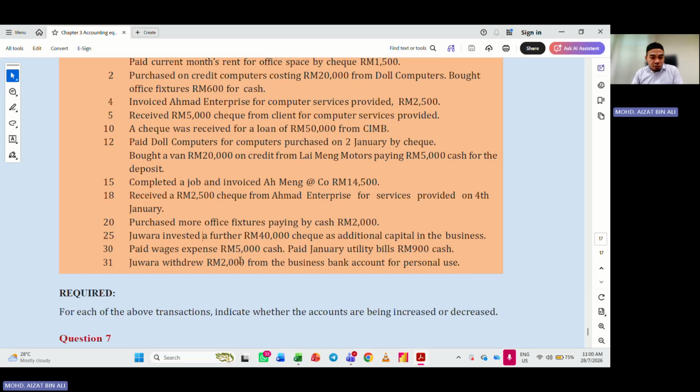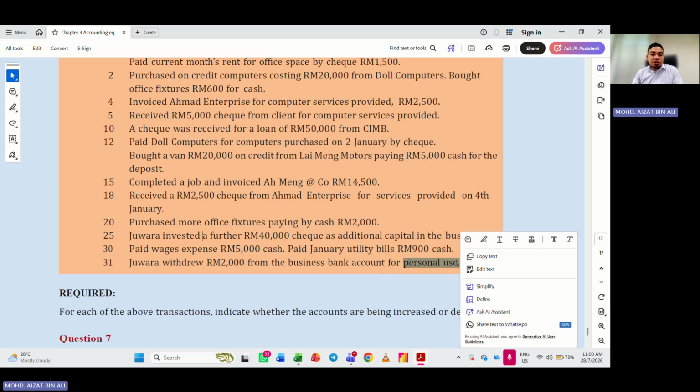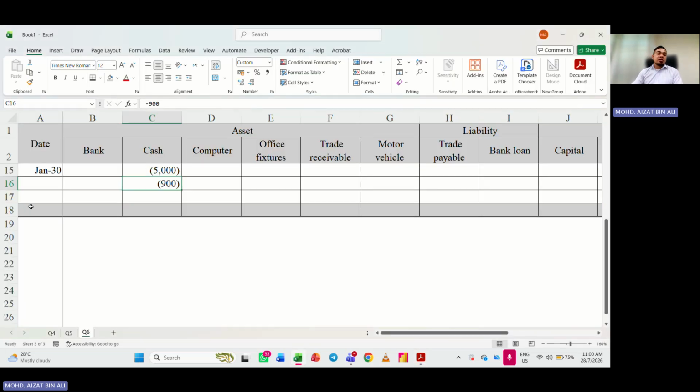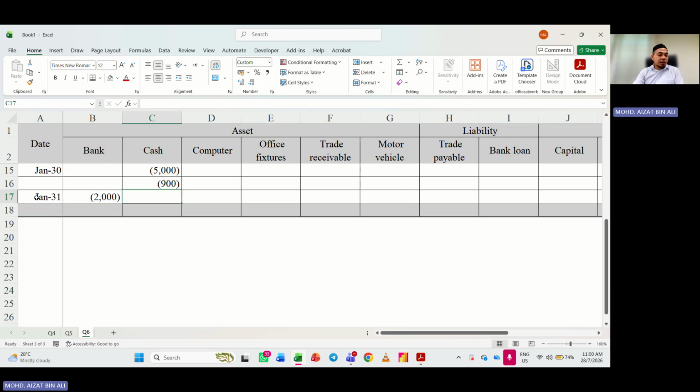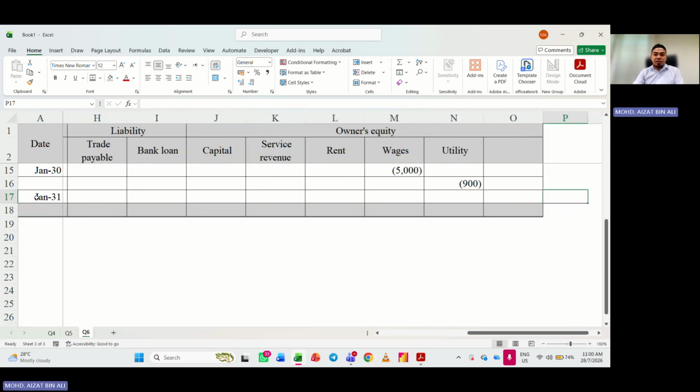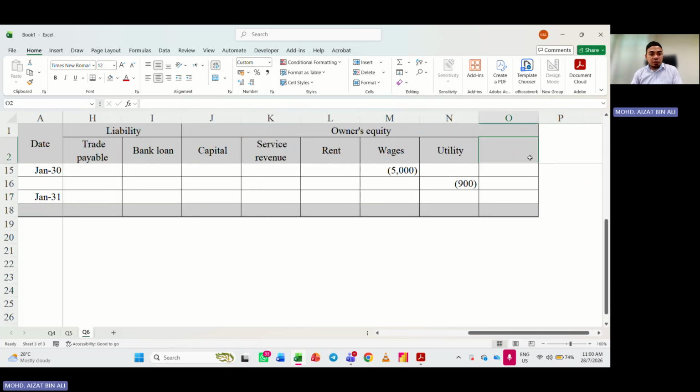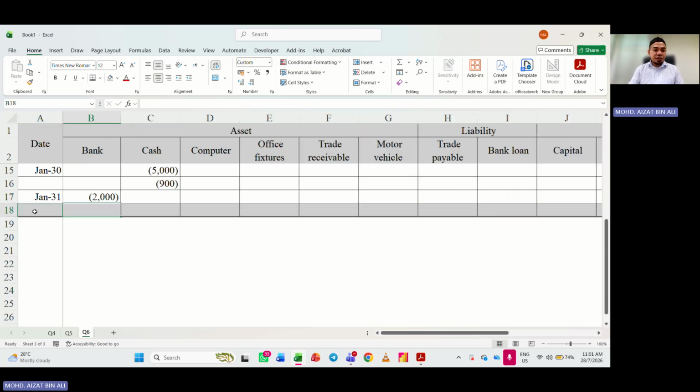And lastly, Juara withdrew 2,000 ringgit from the business bank account for personal use. So in this case, our bank decreases, and this is for personal use, so this is drawings. So January 31st, our bank decreases by 2,000 ringgit. And then because it is drawings, oh, we got just enough rows and columns. Drawings minus 2,000 ringgit. Drawings reduce owner's equity, so it must be deducted from our owner's equity. So that's it for the question.